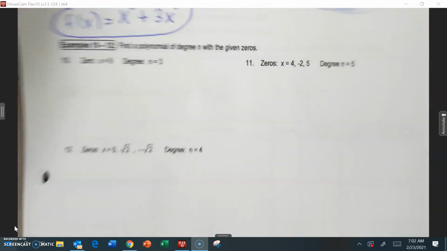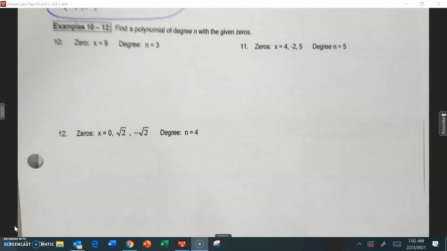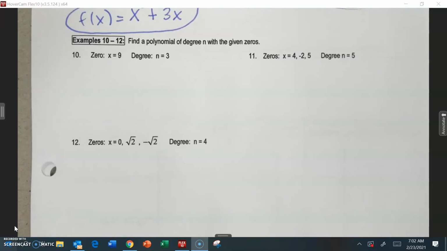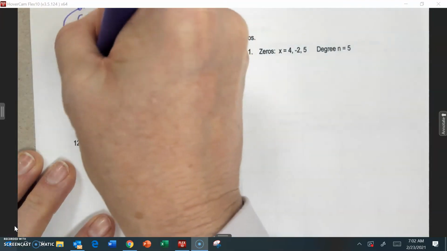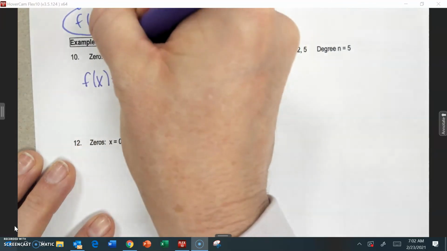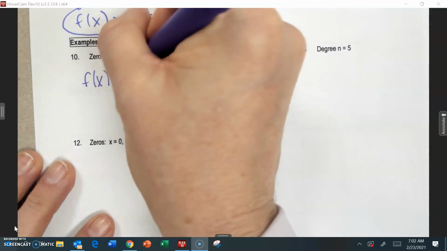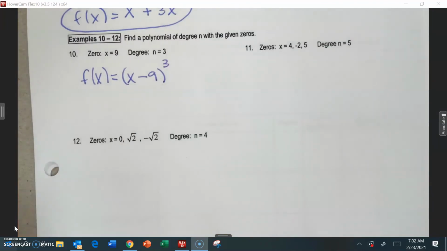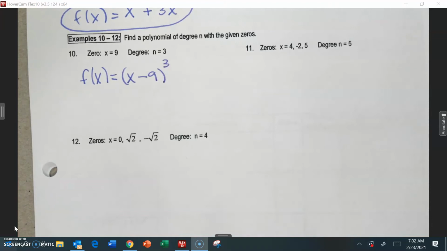All right, down to the last 3 examples. You're going to find a polynomial with degree n with the given zeros. So this first one, if I know I need an equation that has an x-intercept at 9, I'm going to want x minus 9, and then I literally can just cube it. So that one's done. Okay, we're finished.